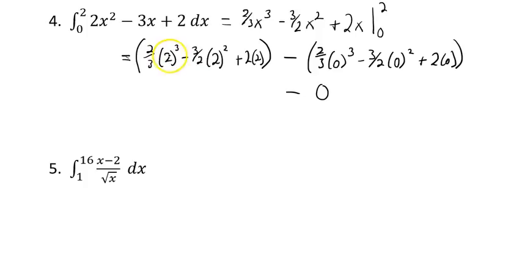Over here is where the real work is. 2 cubed is 8. And I have to multiply that by 2/3. 2 squared is 4. I have to multiply it by 3 halves. And then 2 times 2 is 4. When I do all that, I get 10/3. And then 10/3 minus 0 is obviously just 10/3. If you're bad at fractions, this may be something you need to practice and do step by step and show a little more work on.